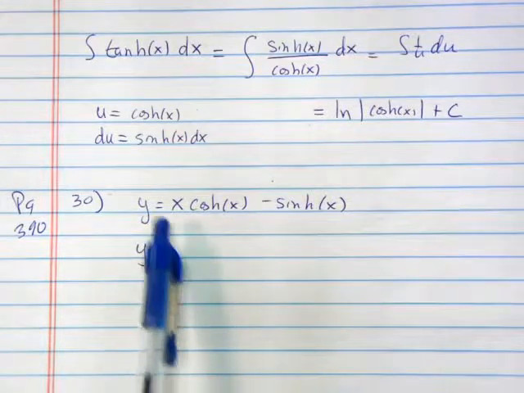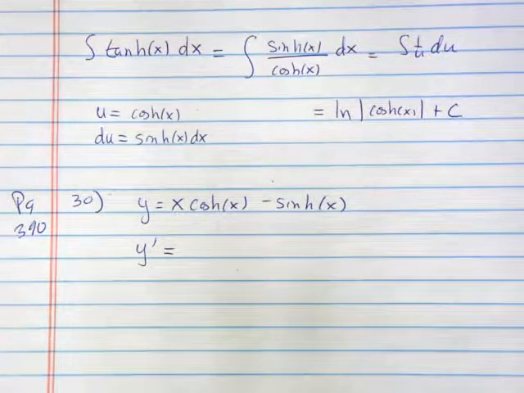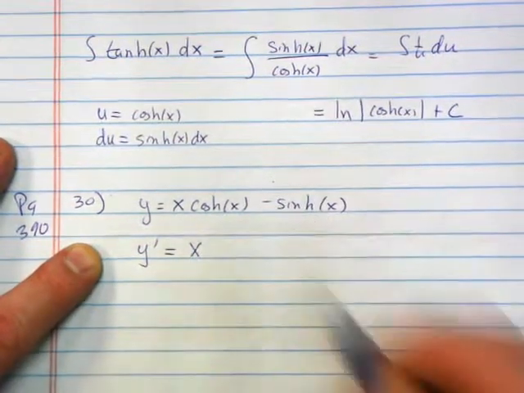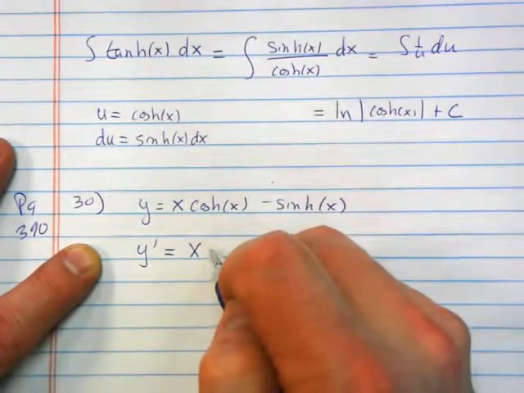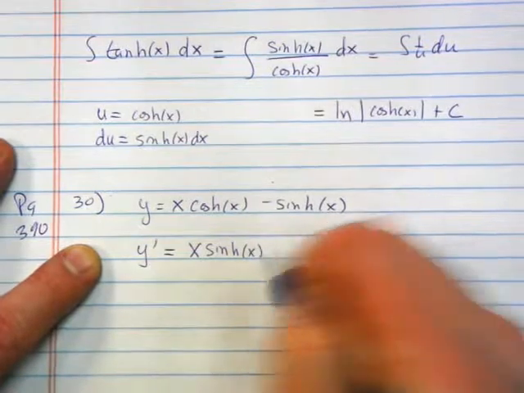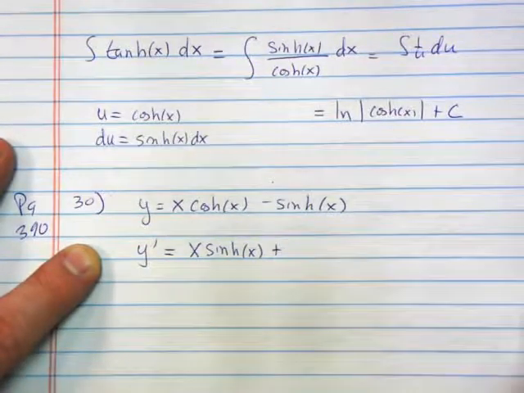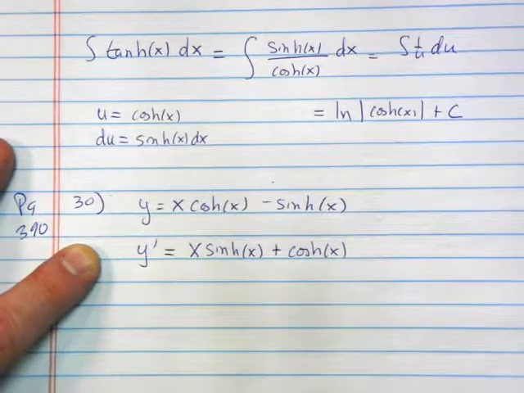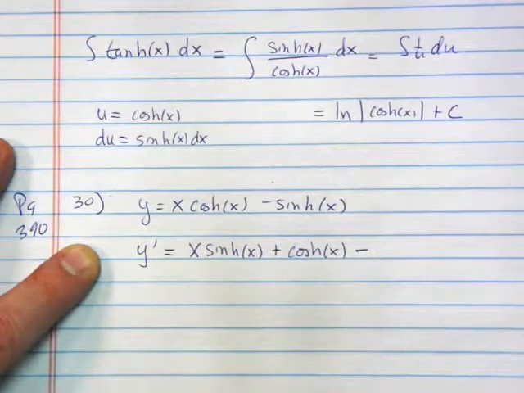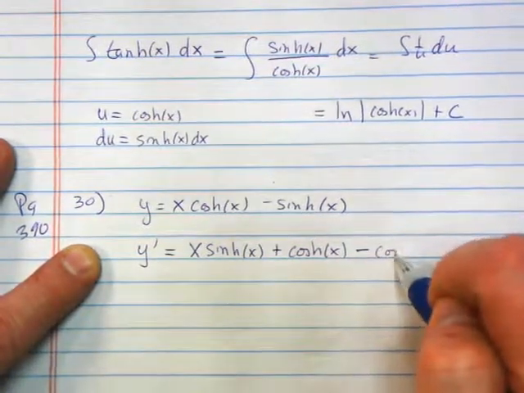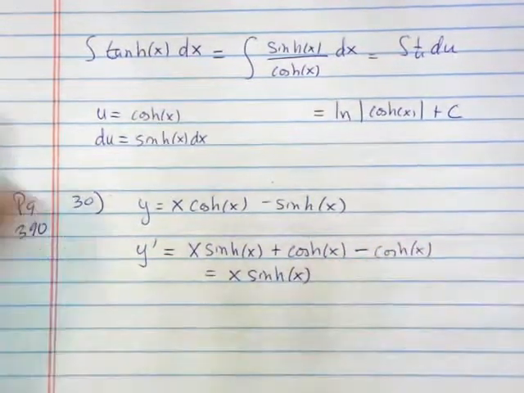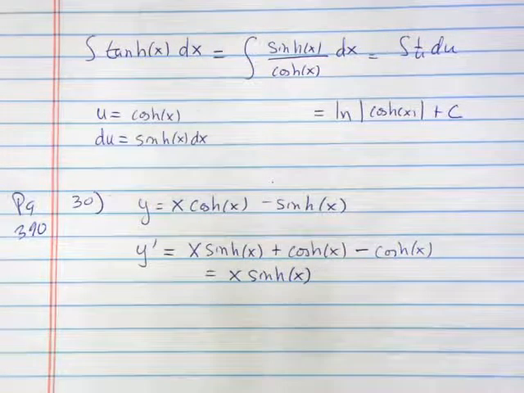How do you find the derivative of x hyperbolic cosine x? Product rule. Which one do I leave alone first? Leave the x alone, and then I take the derivative. The derivative of hyperbolic cosine is hyperbolic sine, plus just hyperbolic cosine, because the derivative of x is 1, minus hyperbolic cosine. So my final answer looks like x hyperbolic sine. Questions on that?